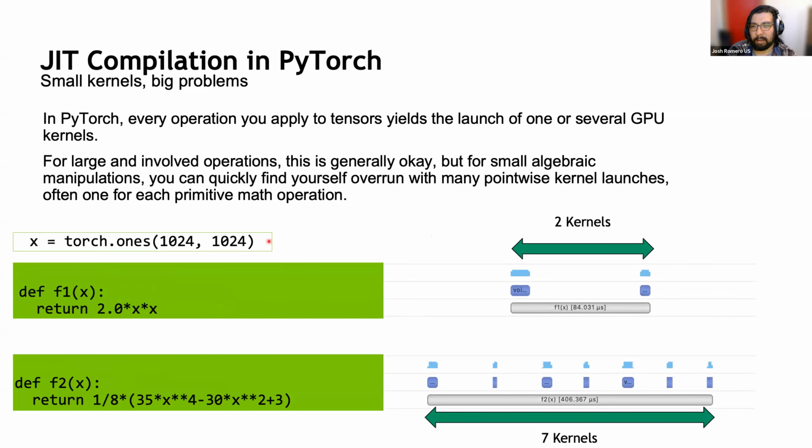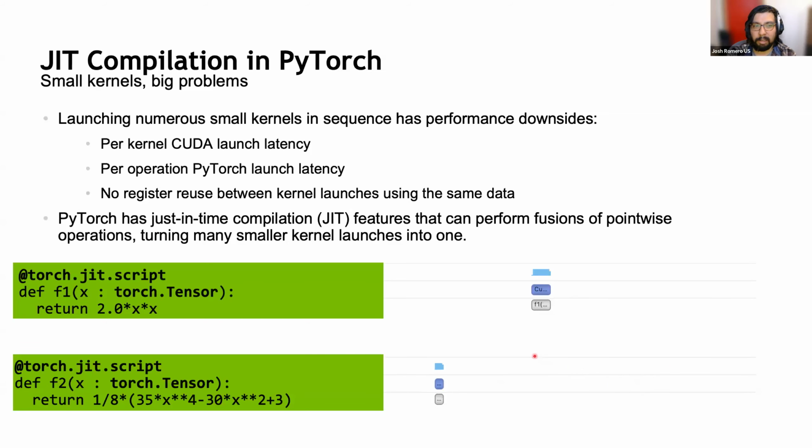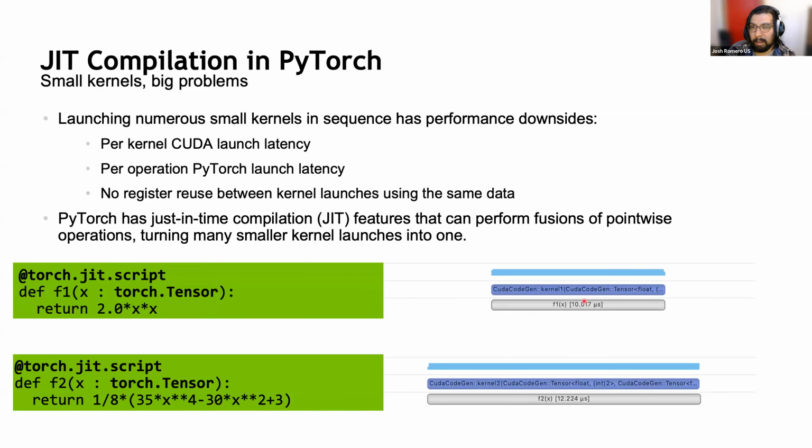Before, like I was showing, this first example is 2 kernels. This bottom function is 7 kernels. If you just add torch JIT script, this will compile these into a single kernel, like a custom 2x squared kernel when it first runs, and it runs in significantly less time. This one's also just a single kernel here. On the next slide, I'll zoom in. So this is the kernel to do 2x squared. This is the kernel to do this polynomial function.